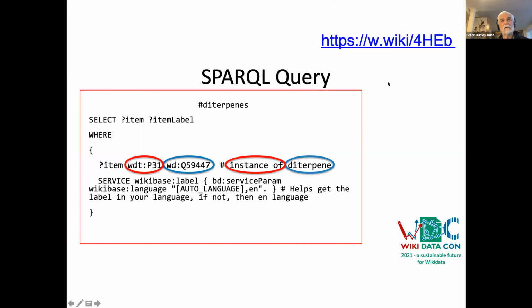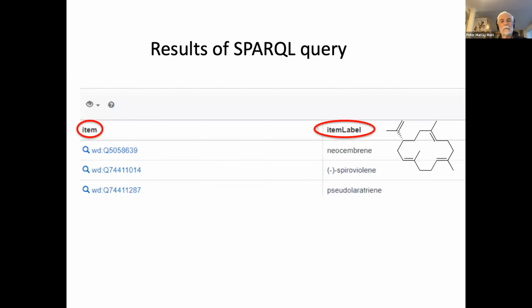This is Wikidata using SPARQL. These may be opaque, but it's got a tool that tells you that P31 is instance of, and Q59447 is diterpene. So that's how you ask a question, and within less than a second, you get all the diterpenes in Wikidata. Here are some of them.